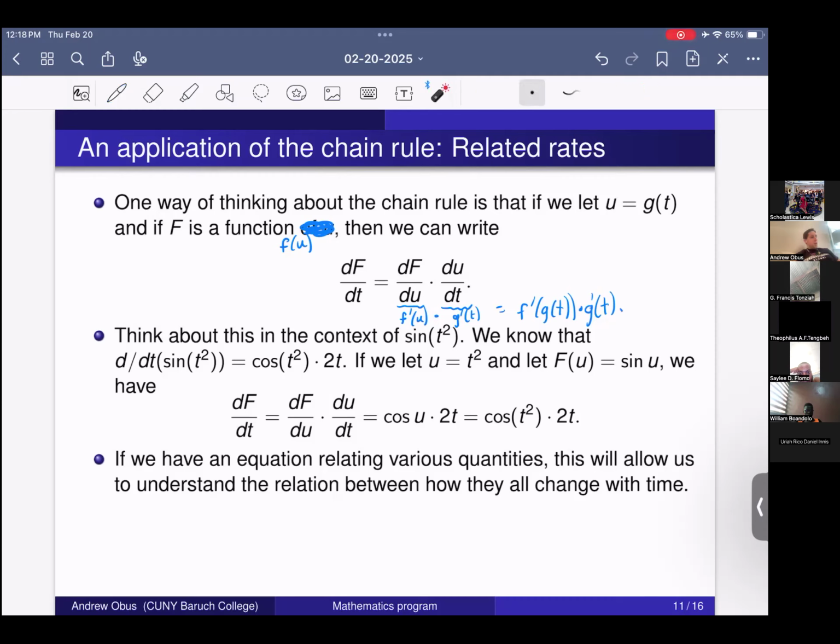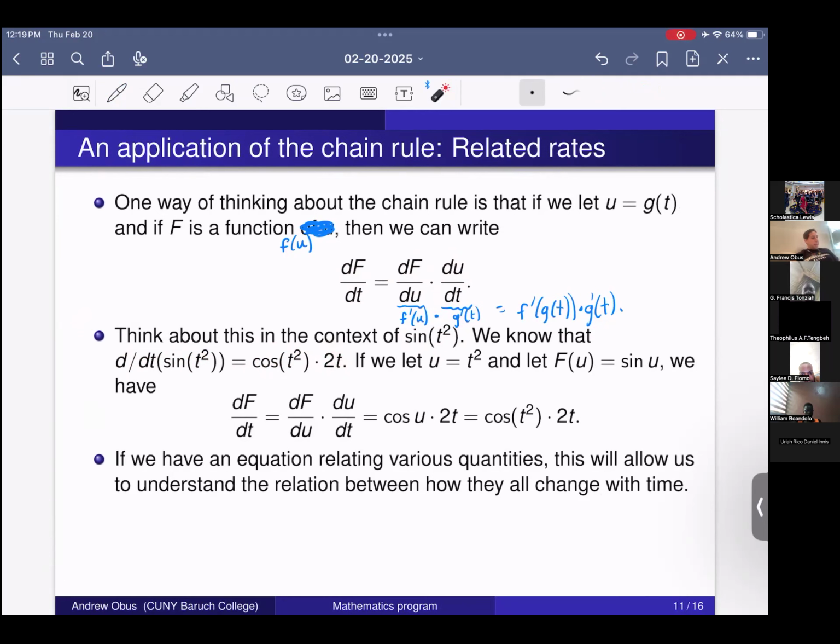Okay, so this is just another way of writing the chain rule. You'll see this in the textbook chapter, that dF dt is equal to dF du times du dt. Just to make this a little bit clearer, let's think about an example we've already done. If we look at sine of t squared instead of sine of x squared, the derivative with respect to t of sine of t squared, we figured this out already, is cosine of t squared times 2t.